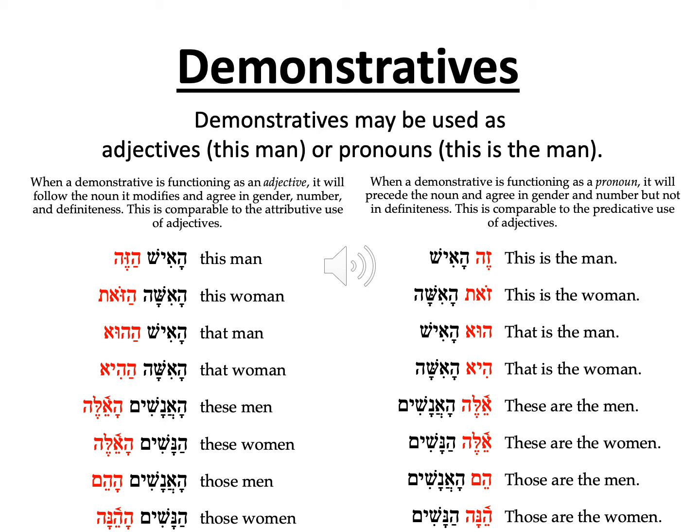Remember, adjectives are used attributively and will agree in gender, whether masculine or feminine, number, whether singular or plural, and definiteness, a or the. Adjectival demonstratives will also typically follow or come after the word they are modifying. Demonstrative pronouns, on the other hand, typically come before the word they are paired with, and are used predicatively, agreeing in gender and number, but not in definiteness. In other words, adjectival demonstratives act like adjectives. Demonstrative pronouns act like nouns.